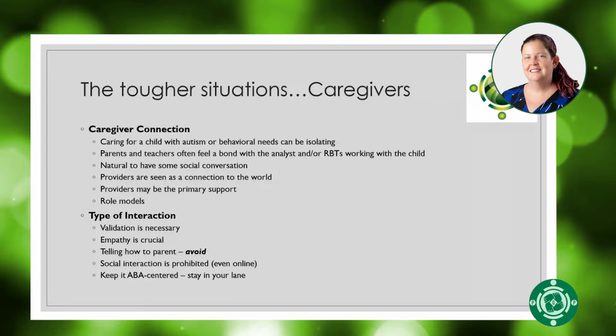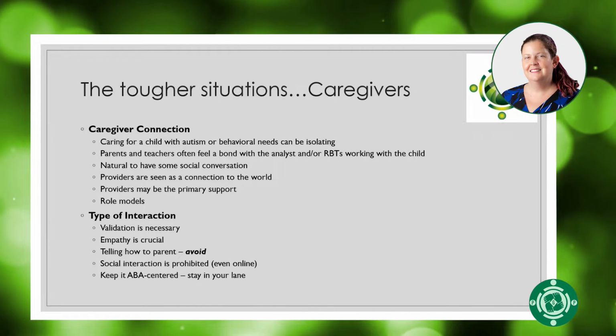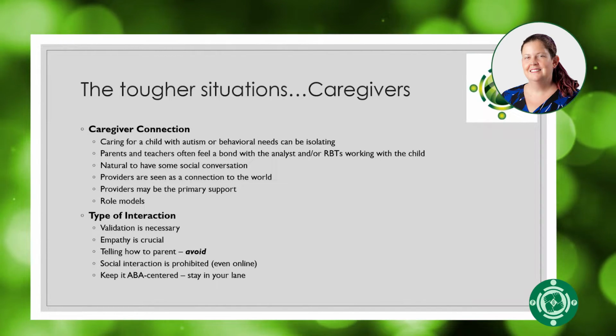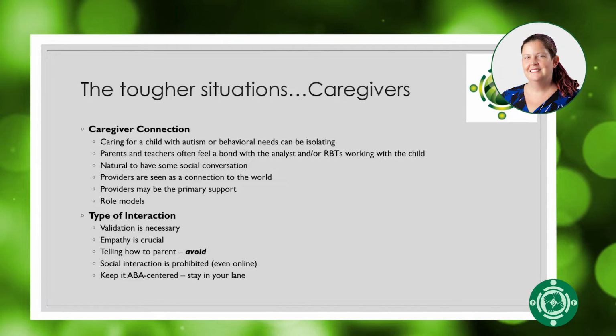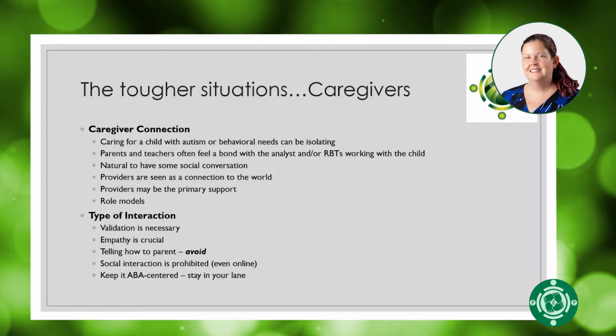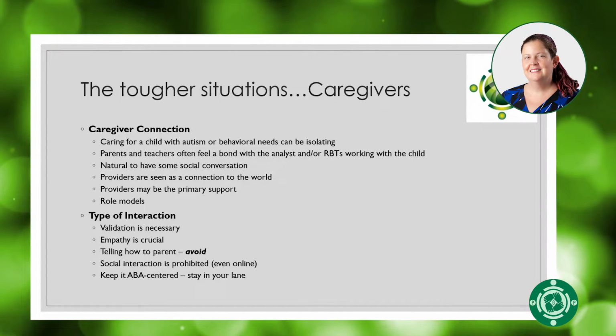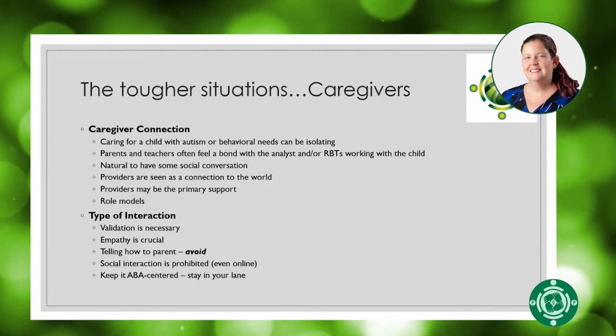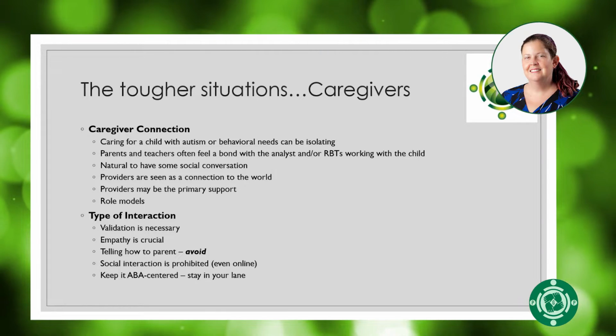Another type of interaction we want to avoid is telling that parent how to parent. This is their kid, not ours. We are working with them. We are doing ABA therapy because they are trying to do what they feel is best for their kid by having us in their home. They're not asking us to judge them.